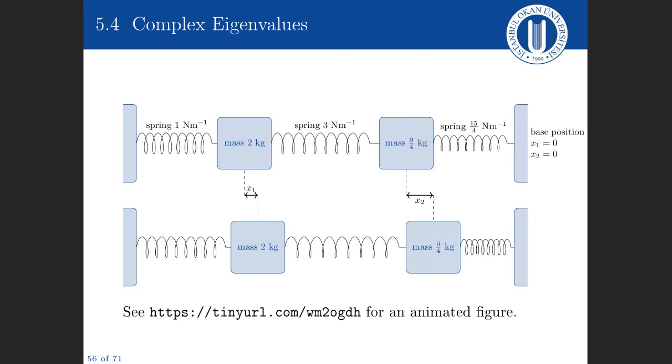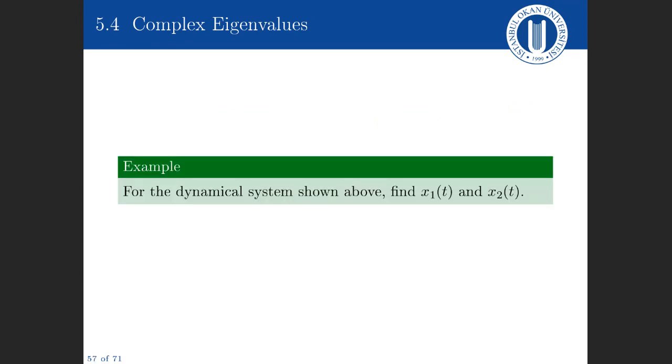Let's suppose that the base position, that's when x1 and x2 are 0, is shown at the top. And then let's suppose we measure the position of the masses as in how far to the right they move. For the dynamical system shown on the previous slide, find x1 as a function of t and x2 as a function of t.